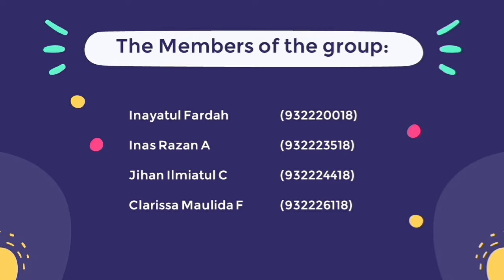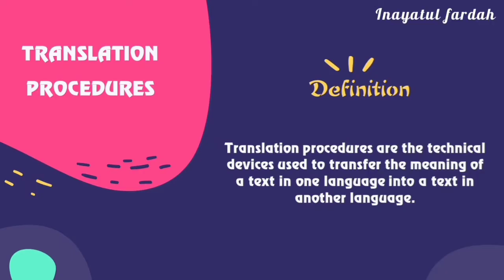I would like to explain about the definition of translation procedures and the example of translation procedures. Translation procedures are the technical device used to transfer the meaning of a text in one language into a text in another language.